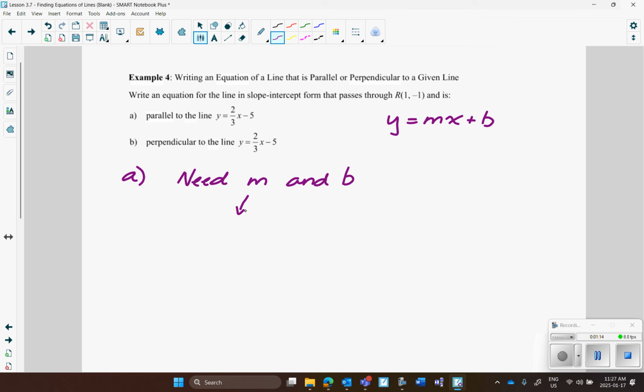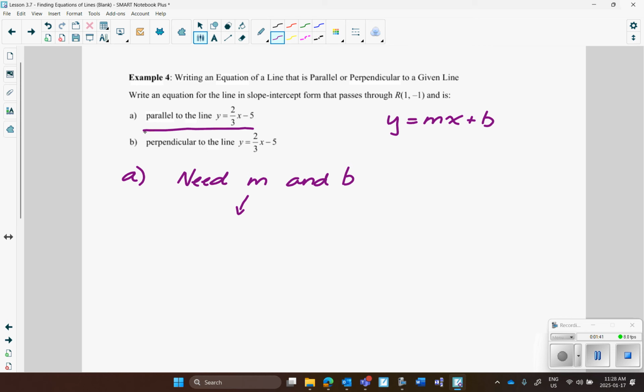Well, first of all, we know a point that it goes through, (1, -1), but we don't know two points it goes through. So we can't use the slope formula to find the slope. We're not given the slope of the line. However, we are told that it's parallel to this line.